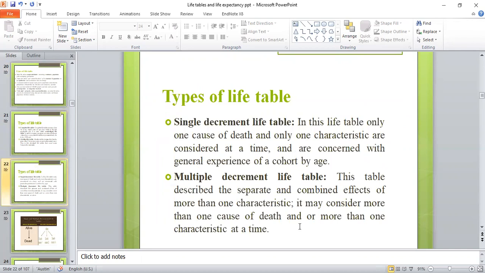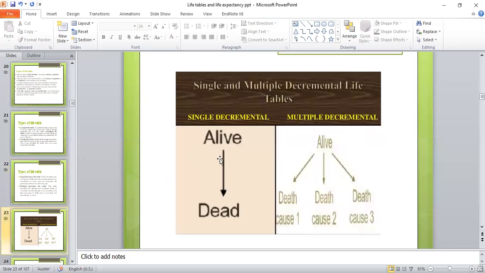Another type is the single decrement life table. In this life table, only one cause of death and only one characteristic are considered at a time. In a multiple decrement life table, the table describes the separate and combined effect of more than one characteristic. It may consider more than one cause of death. For example, in a single decrement table, one cause of death is considered. In a multiple decrement table, various causes of death are combined.